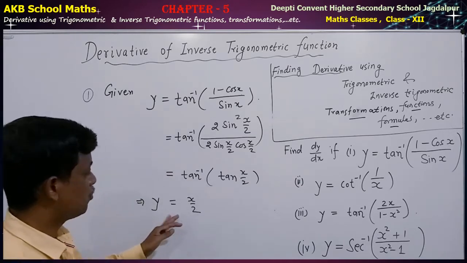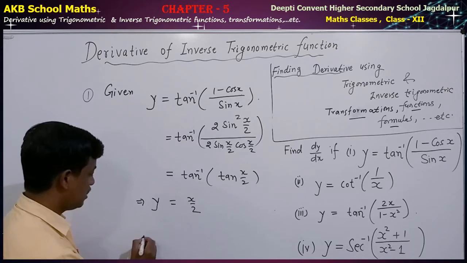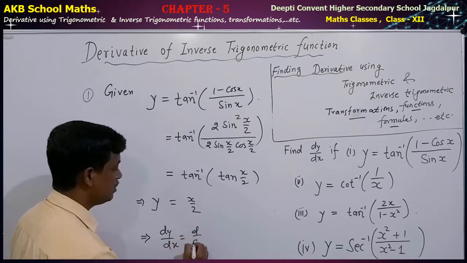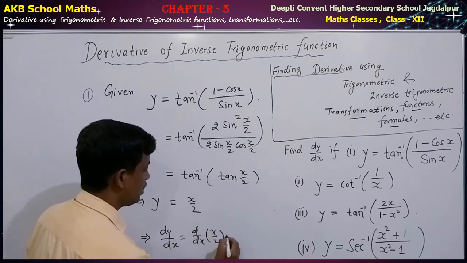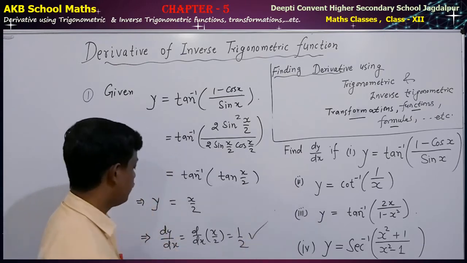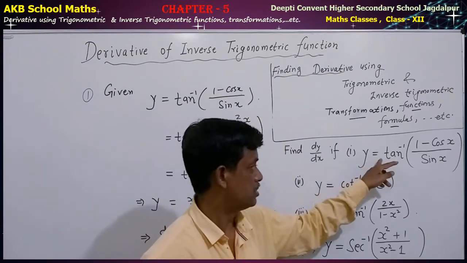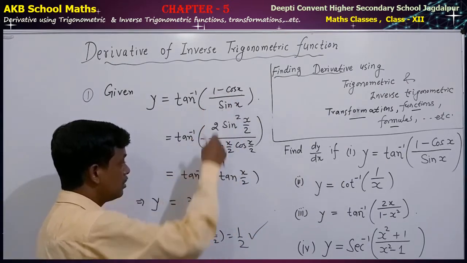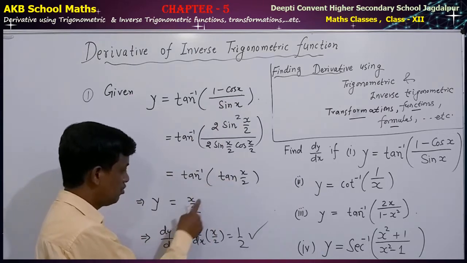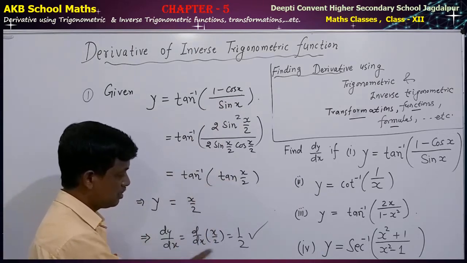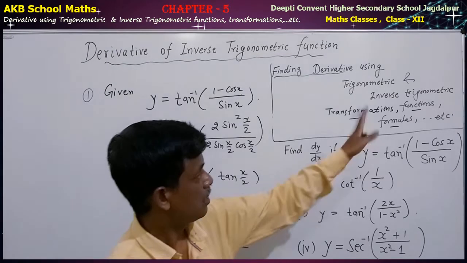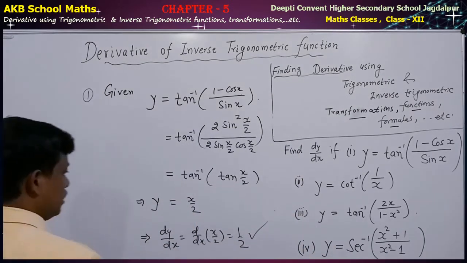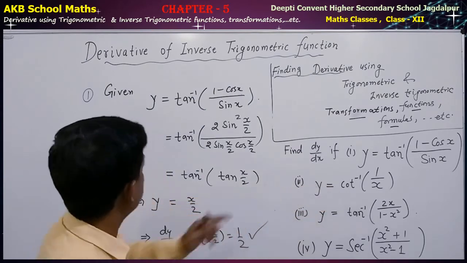Now y equals x by 2, so you can differentiate both sides with respect to x and get dy upon dx equals the derivative of x by 2, which equals 1 by 2. So this is the value of dy by dx of this function. Whatever the trigonometric transformation, it is converted to tan, tan and tan cancel, y equals x by 2. So differentiate it with respect to x, then you can get this. Very simple, by using transformational formulas.